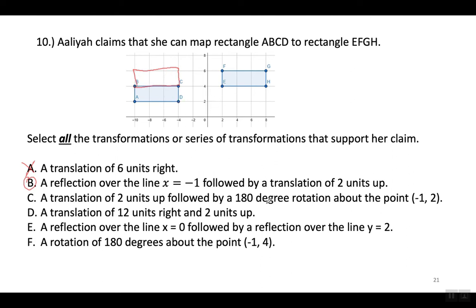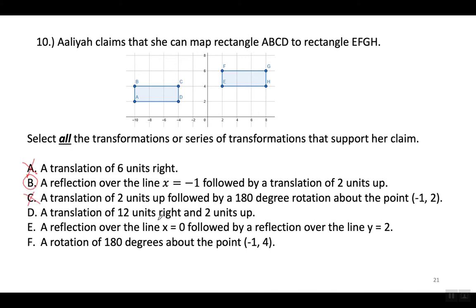Okay, now it says a 180-degree rotation about this point. This point is located right here. Look, if you rotate it 180 degrees, it's going to end up somewhere over here like that. That's wrong, all right? That's not going to work. So letter C is wrong. So A is wrong, B is correct, C is wrong.